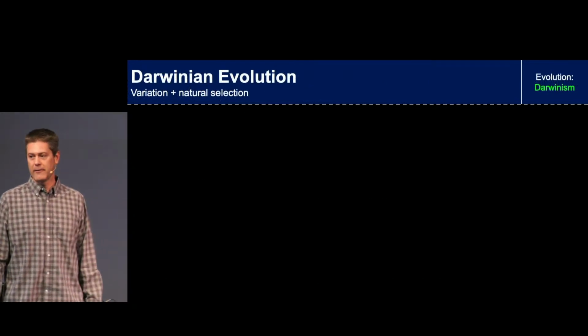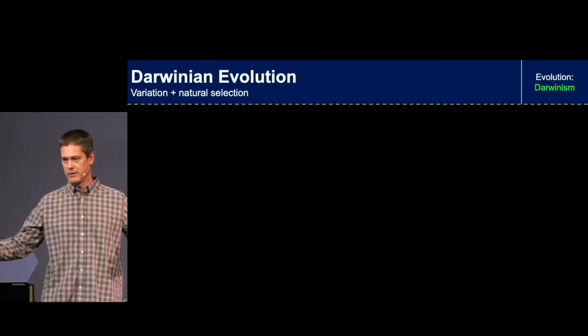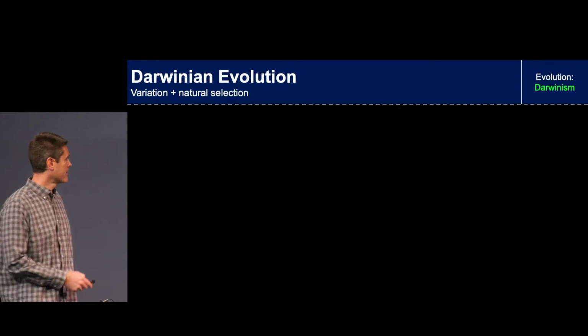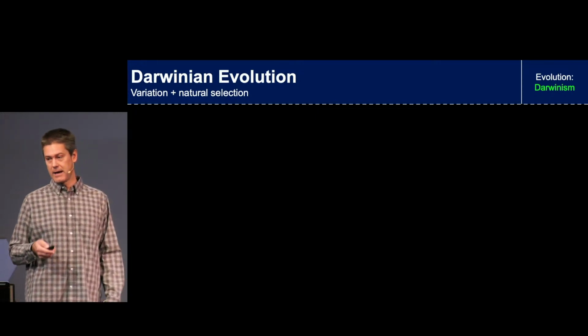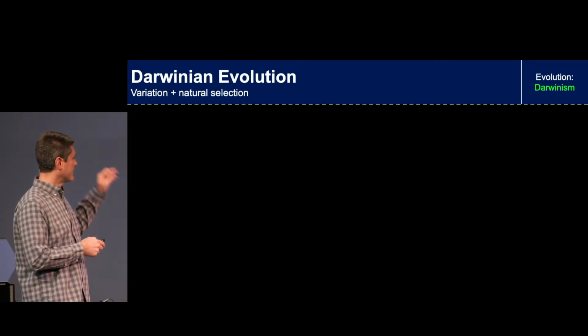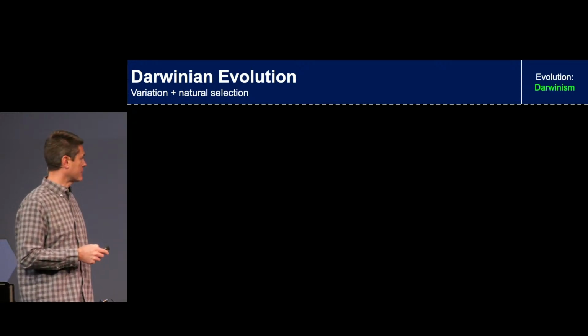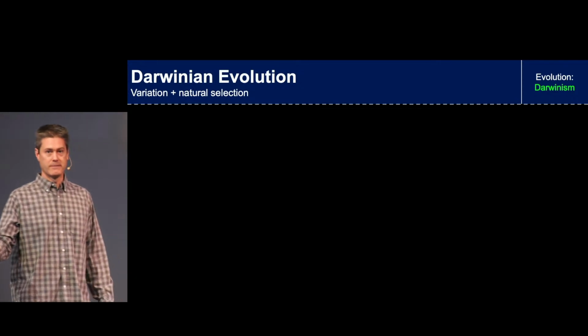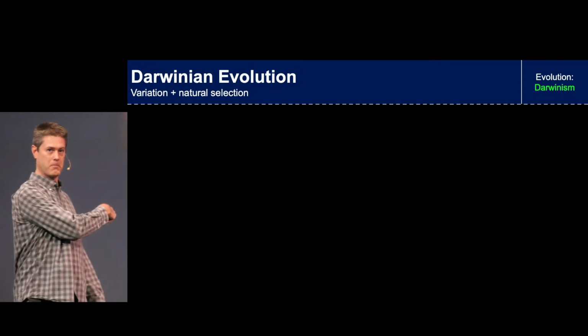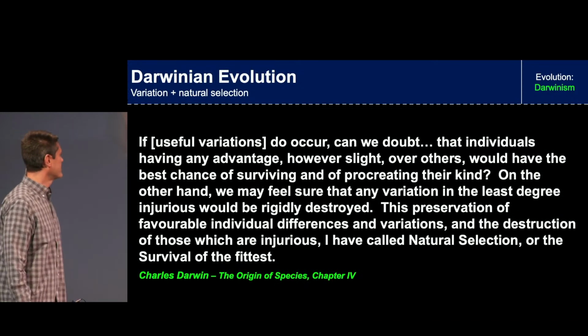All right, so obviously the most famous example of evolution, there are plenty, but is Darwinian evolution, right? So here's what Darwin had to say in describing evolution. It involves both variation and natural selection. So this is from the Origin of Species, from chapter 4.